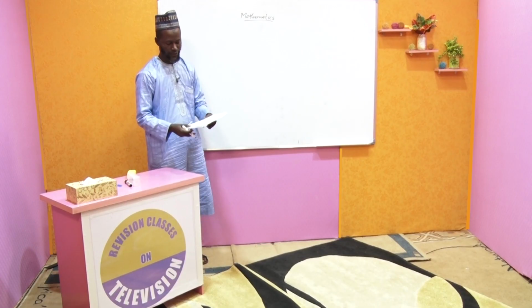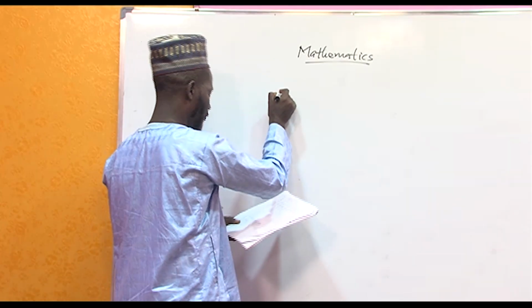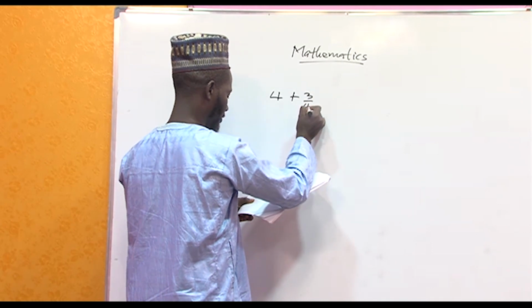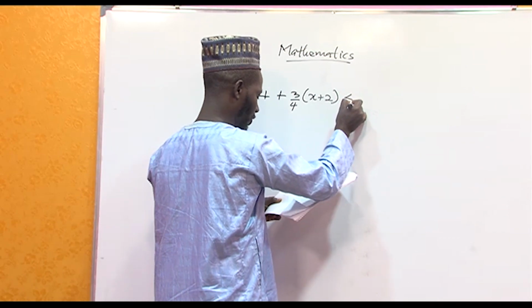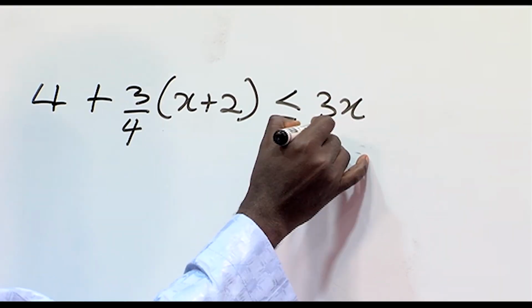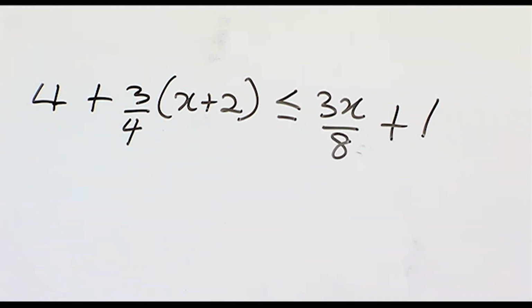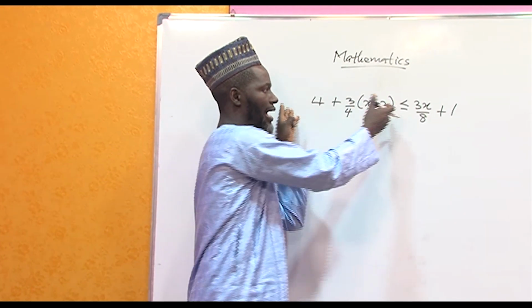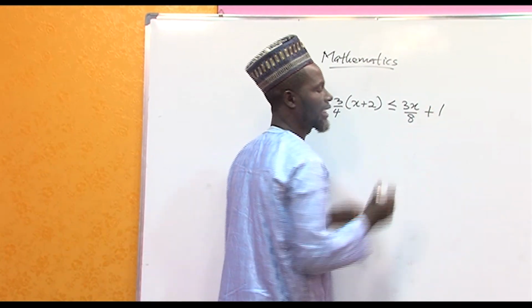Now, question 2 is SSC 2016, number 9. We are asked to solve this inequality: 4 plus 3 over 4 into bracket x plus 2 less than or equal to 3x divided by 8 plus 1. This is what we are given. Now, how are we going to solve this? This is the left-hand side, and this is the right-hand side.